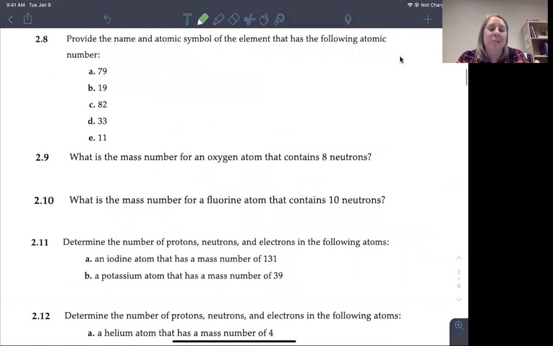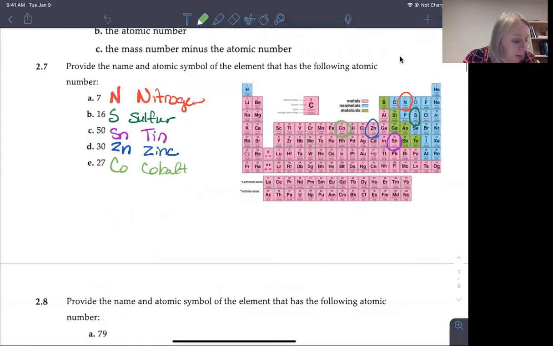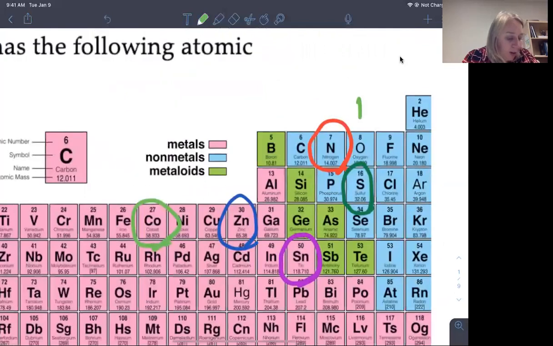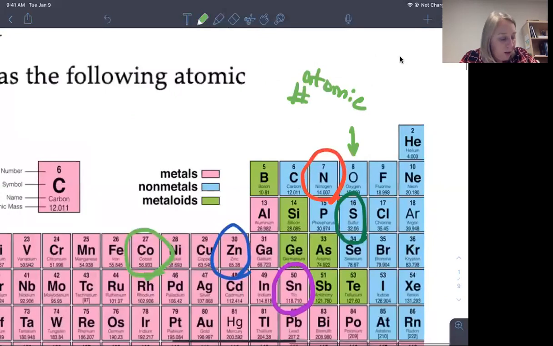What is the mass number for an oxygen atom that contains 8 neutrons? Okay, so we know it's oxygen. So we're going to go to our periodic table and find oxygen. If I zoom in right here, here's oxygen. And so I know my atomic number of oxygen is 8. That's that number right there, number 8. So that's my atomic number.